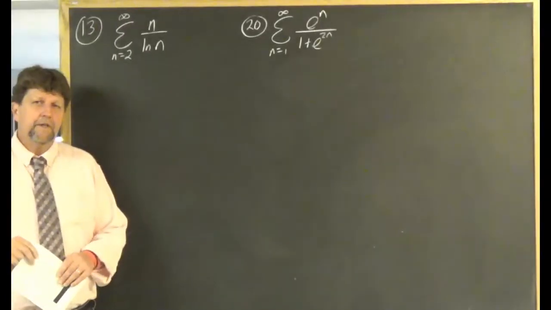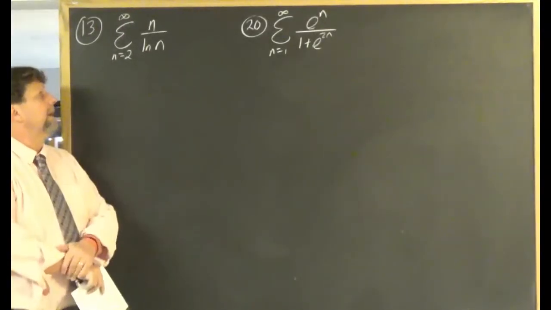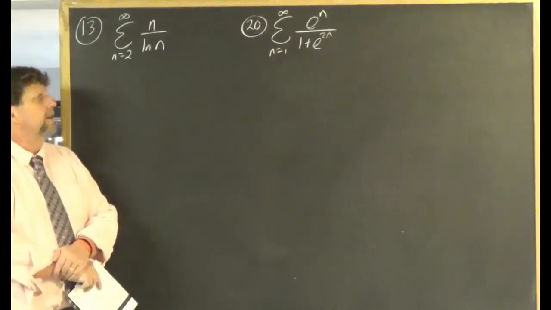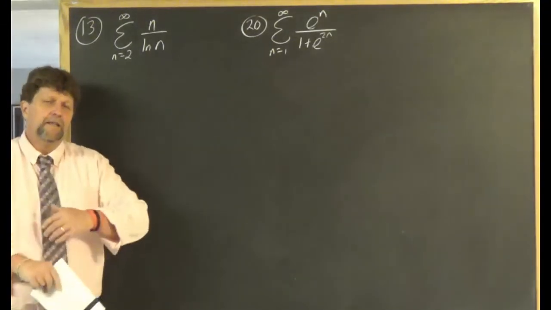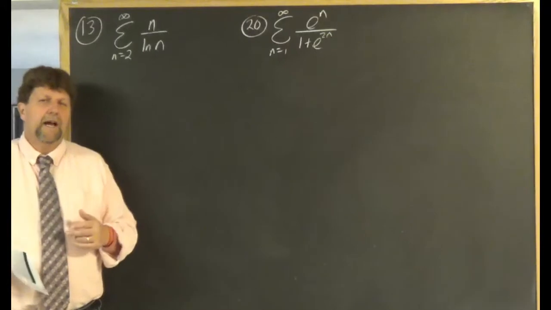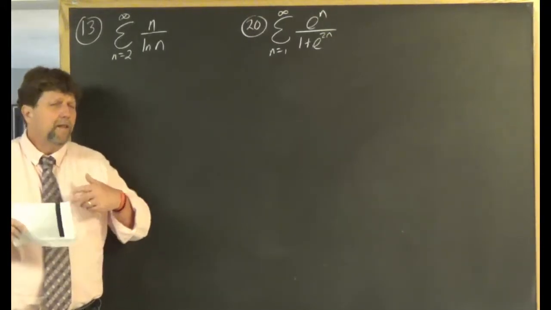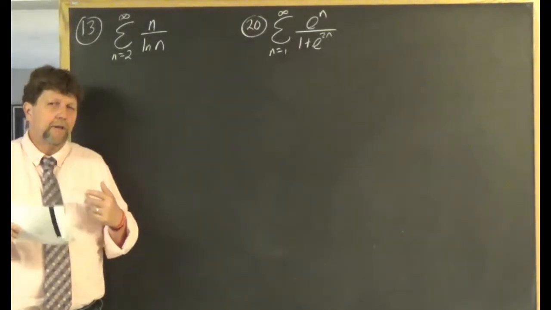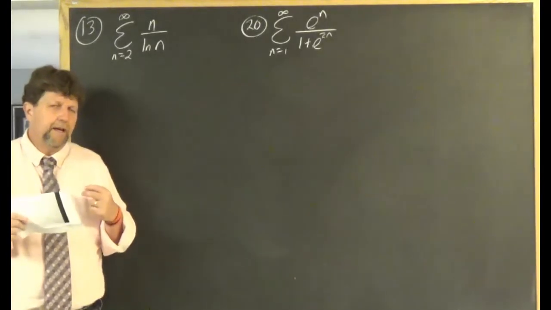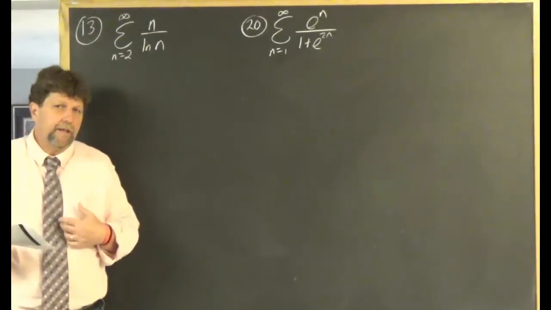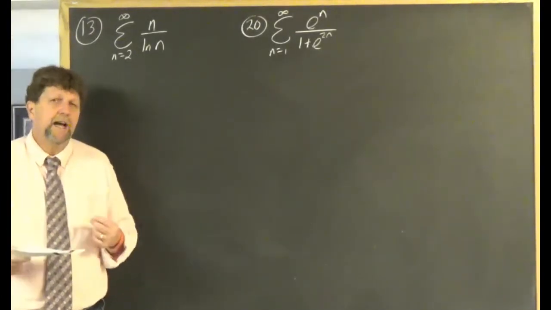All right, number 13, you were asked, does the series n equals 2 to infinity n over natural log n converge or does it diverge? And when I look at the structure n over natural log n, I'm having a bad feeling. My gut feeling, if you will, is it's going to diverge.